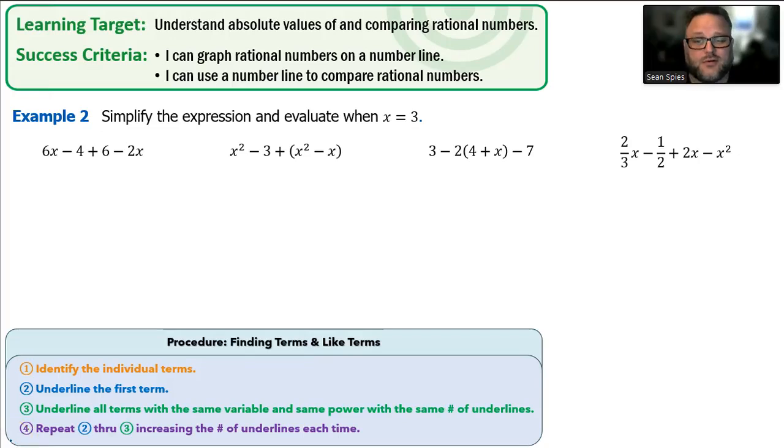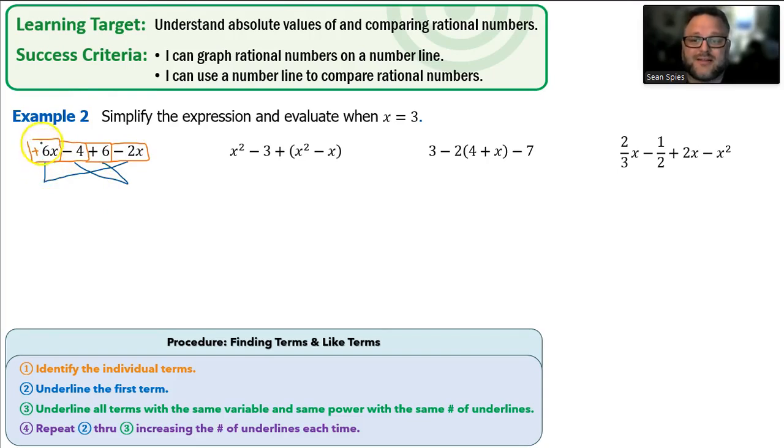Alright, Speezers, we're talking about simplifying an expression, and then we're going to evaluate. To simplify simply means to combine our like terms. On the screen now, you should see that I've identified the terms with the orange, and I've identified the like terms by connecting them with the blue lines. Now to simplify them, I just bring them together.